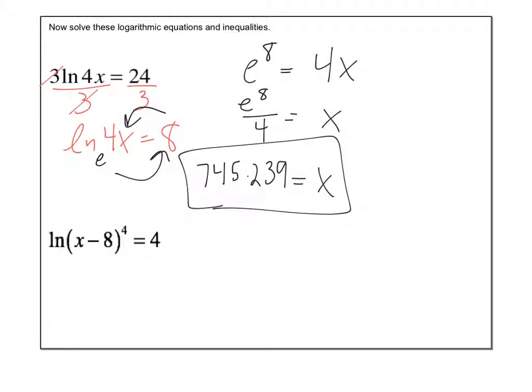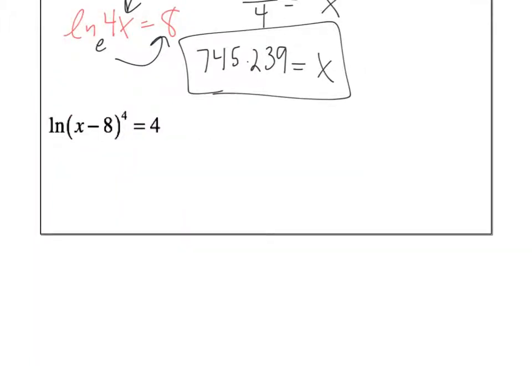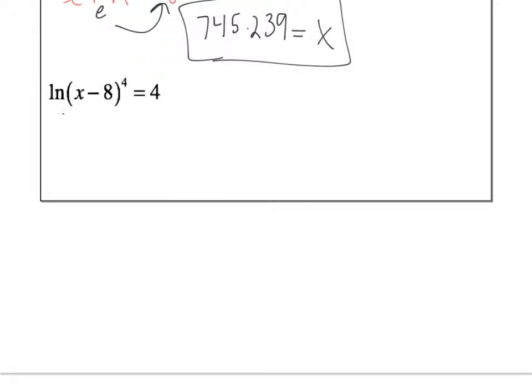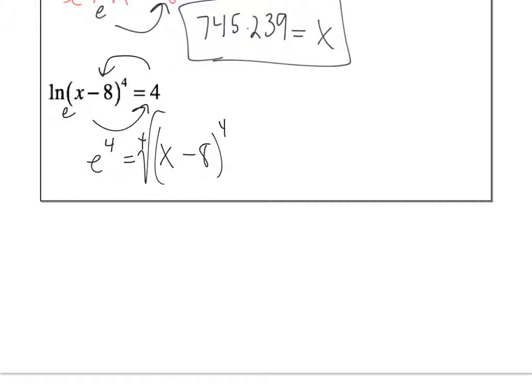Let's try the next one. We can immediately begin with our log loop because the natural log is isolated. Therefore, we have e to the 4 equals this quantity, x minus 8, to the 4th power. I'm solving for x, and it's a quantity being raised to the 4th power. So what I will do is take the 4th root of both sides.